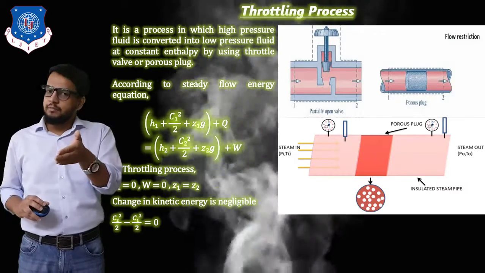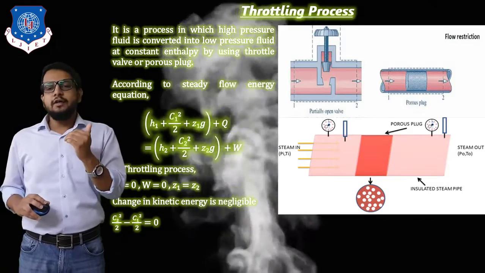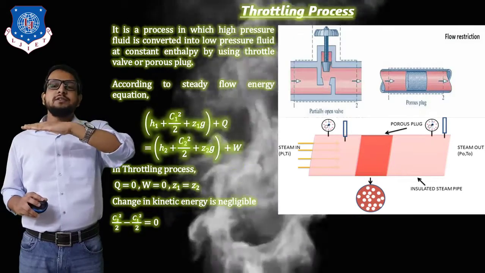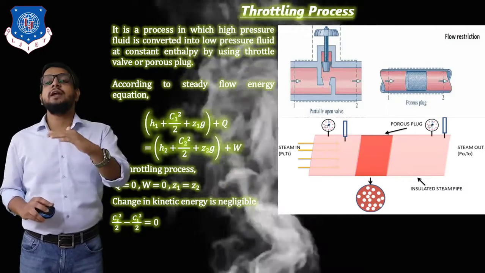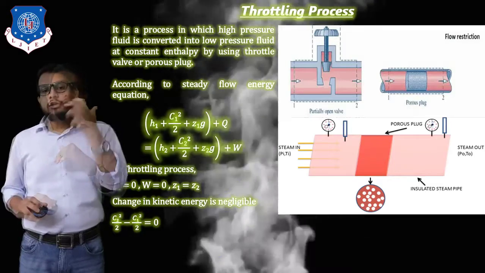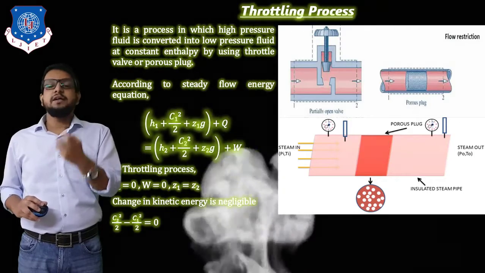No work is done by the steam, so we can say that work output will be 0. Even you can see that the pipe is horizontal, which means there will be no change in potential energy. So we can say that Z1 will be equal to Z2. Also, we are noticing that a change in kinetic energy is negligible.